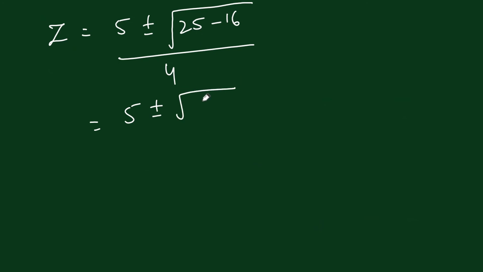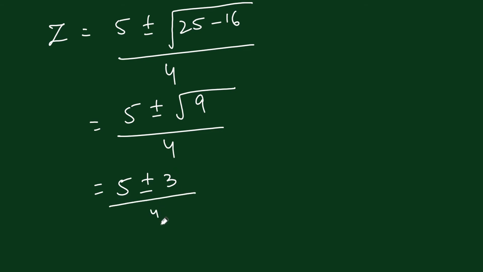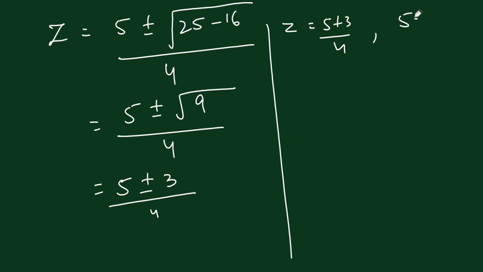So this is 25 minus 16, which is 9, whole divided by 4, and we know root of 9 is 3, divided by 4. So that means z is equal to (5 plus 3) by 4 or (5 minus 3) by 4. 5 plus 3 is 8, 8 by 4 is 2. 5 minus 3 is 2, 2 by 4 is 1 by 2 after cancelling. You got two values of z.